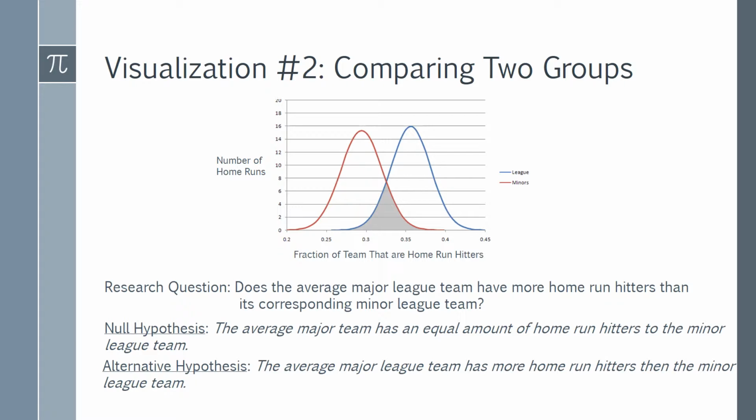The null hypothesis answer is the average major league team has an equal amount of home run hitters to the minor league team. And on the alternative hypothesis, the major league team has more home run hitters than the minor league team.